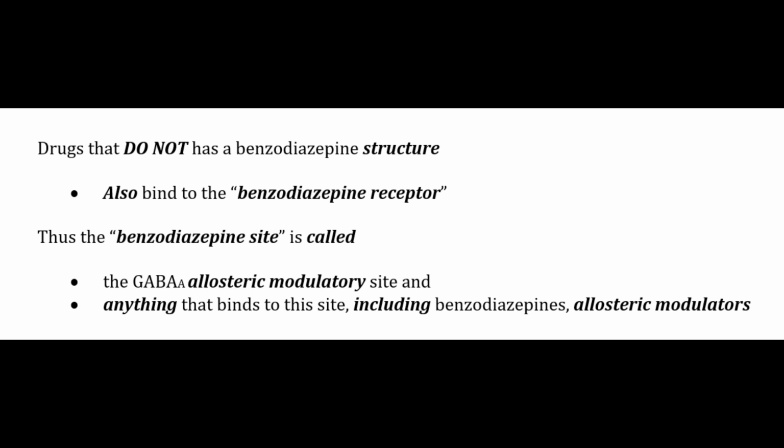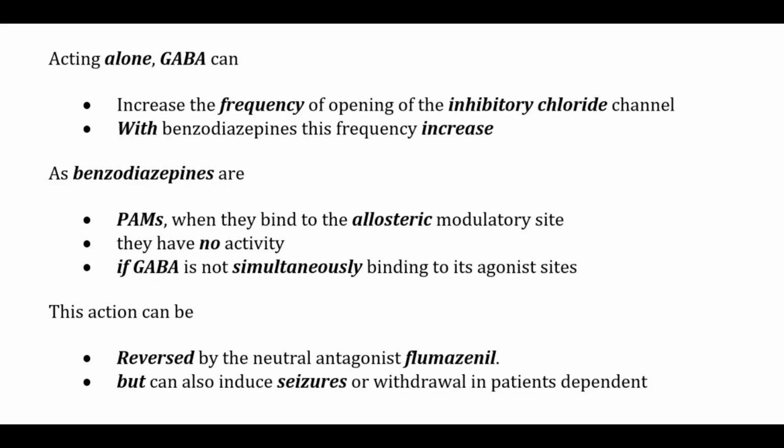Benzodiazepines as positive allosteric modulators or PAMs. Interestingly, drugs that do not have benzodiazepine structure also bind to the benzodiazepine receptor. Thus, the benzodiazepine site is called the GABA A allosteric modulator site, and anything that binds to this site, including benzodiazepines, is called an allosteric modulator. Acting alone, GABA can increase the frequency of opening of the inhibitory chloride channel. With benzodiazepine, this frequency increases.